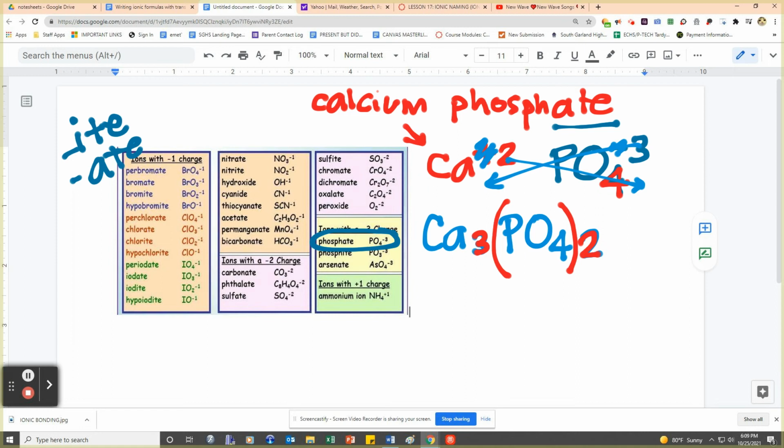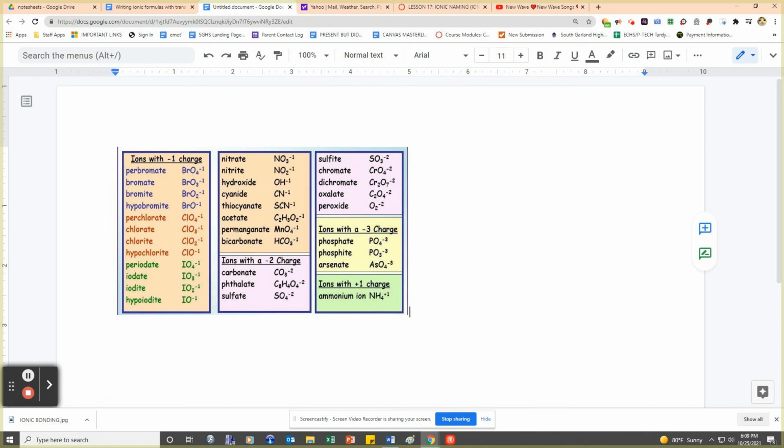Use the parentheses around the polyatomic ion if the number that you're going to cross behind it is bigger than 1. Remember, we never used the parentheses earlier because the number that we crossed was 1, and this is 2. So therefore, we have to use a parentheses. You got it? So that's the answer for that one.